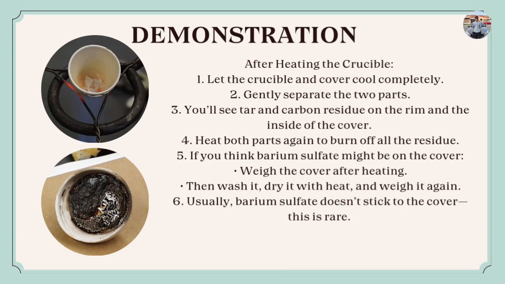The sixth demonstration: after heating the crucible, firstly let the crucible and the cover cool completely and gently separate the two parts. You see tar and carbon residue on the rim and inside the cover. Heat both parts again to burn off all the residue. If you think barium sulfate might be on the cover, weigh the cover after heating, then wash it, dry it, heat and weigh it again.